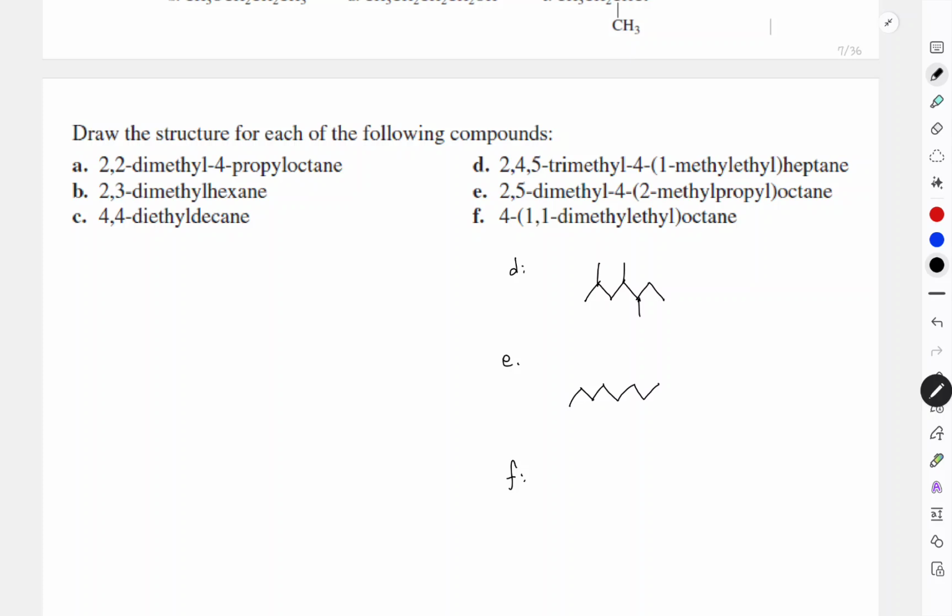You don't have to write methyl like this, just to give you some clarity. And then you have one more substituent at 4 position. The 4 outside of the parentheses indicates the location these substituents are attached to. And these substituents are attached to this 4 position. And then you need to know what this means: 1 methyl ethyl. This means you have the ethyl group at the 4 position.